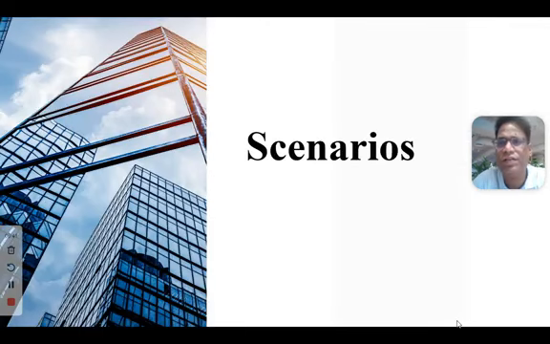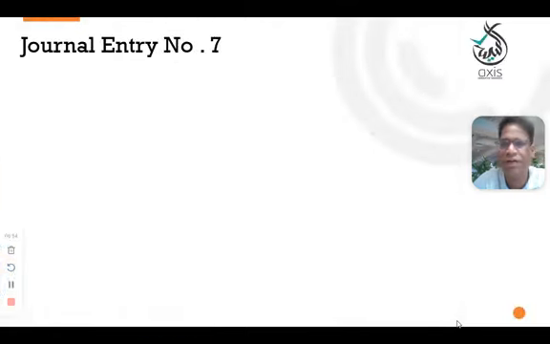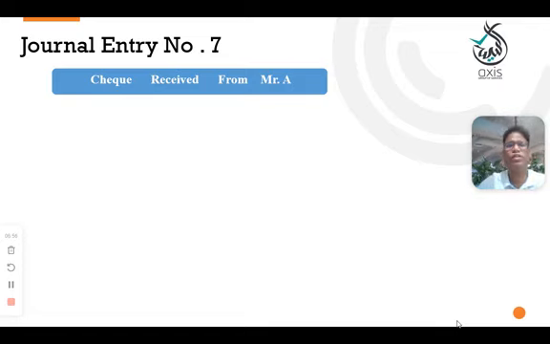So thank you, and let us discuss scenarios of these entries, these transactions, these situations. The general entry number 7 is check received from Mr. A. Check received means who received the check? We received, but who will collect the money from the check? Obviously, the bank will collect the money from Mr. A and deposit it to our account. So, who is the receiver in this case? Bank is the receiver.